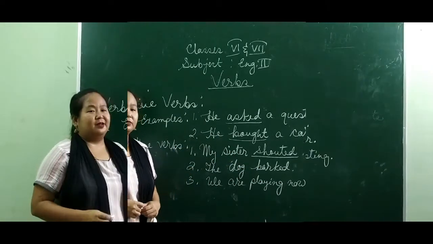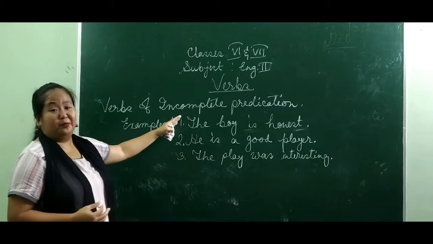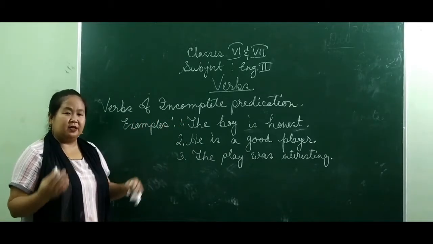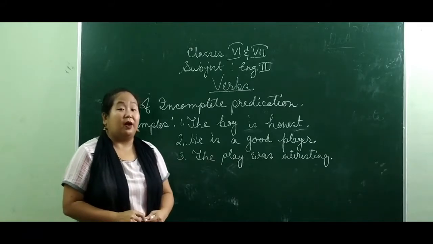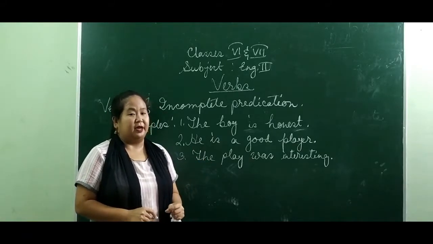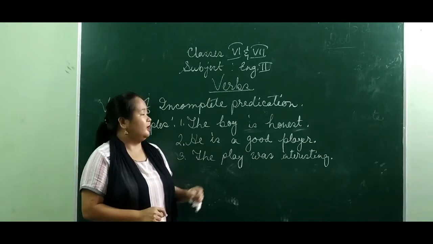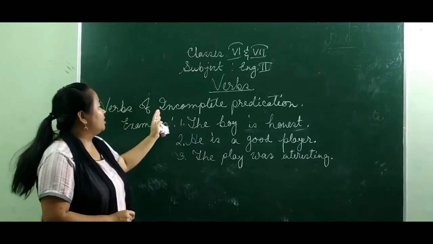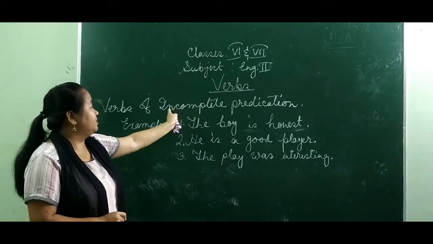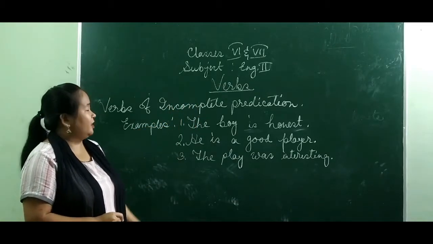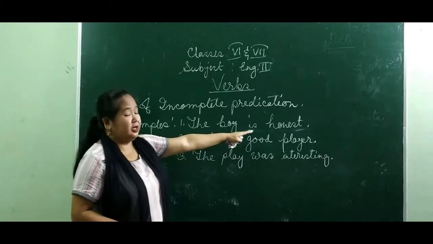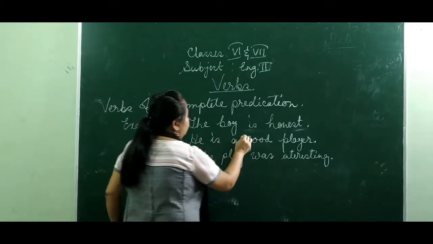All right. Okay, now let us learn verbs of incomplete predication. Okay, there are some verbs, transitive or intransitive, which do not require any object to complete their meaning, but they do require some other word or group of words to complete their meaning. Okay, and they are called verbs of incomplete predication. Okay, for example, given here: the boy is honest. The verb is.